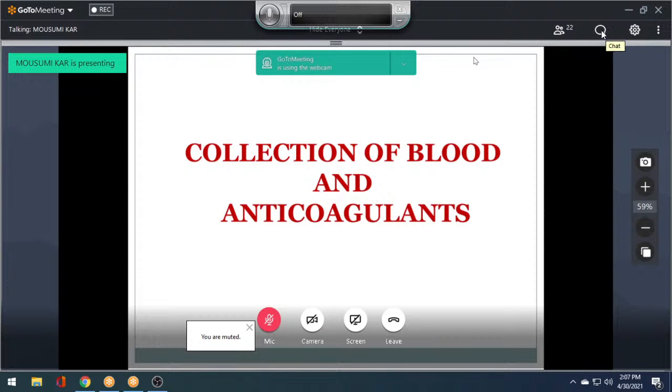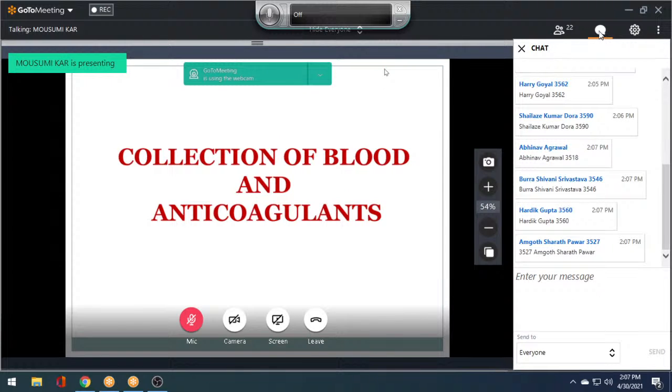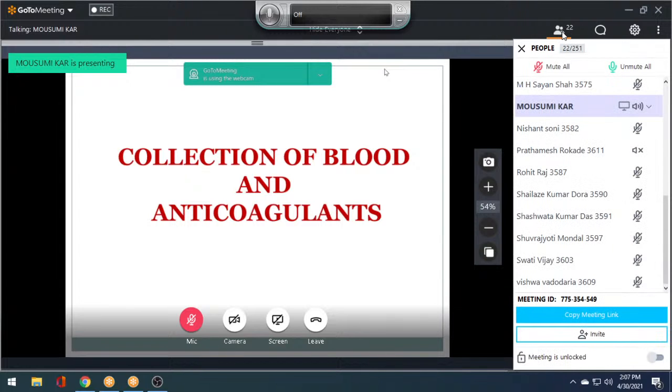Good afternoon. Today, for a topic, we have a very basic topic: collection of blood and anticoagulants. So, this is basically we're going to learn for which test, which sample you should send, and which anticoagulant is there, and what is the color of the vacutainer. So, you'll have to remember this throughout your life.